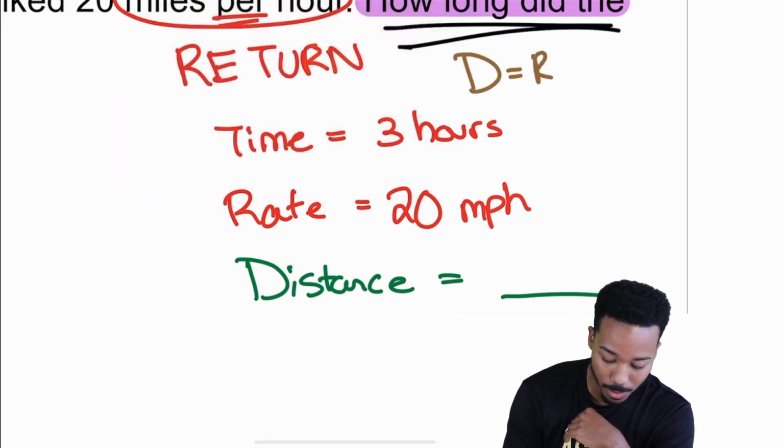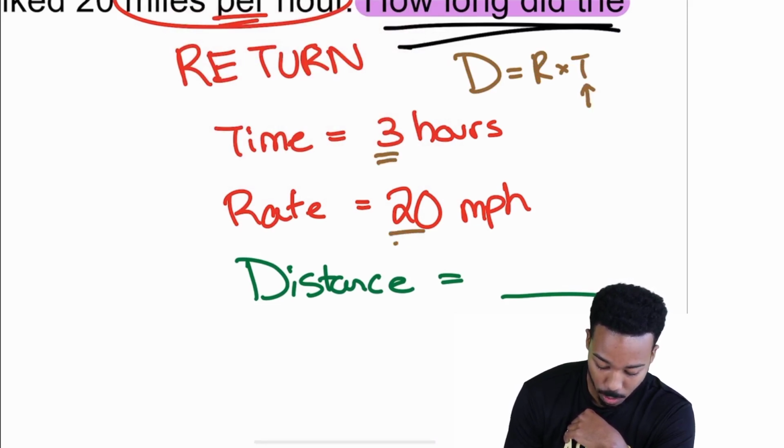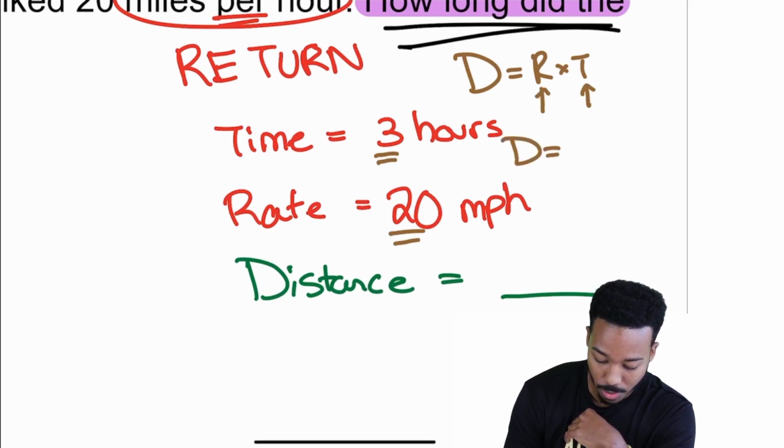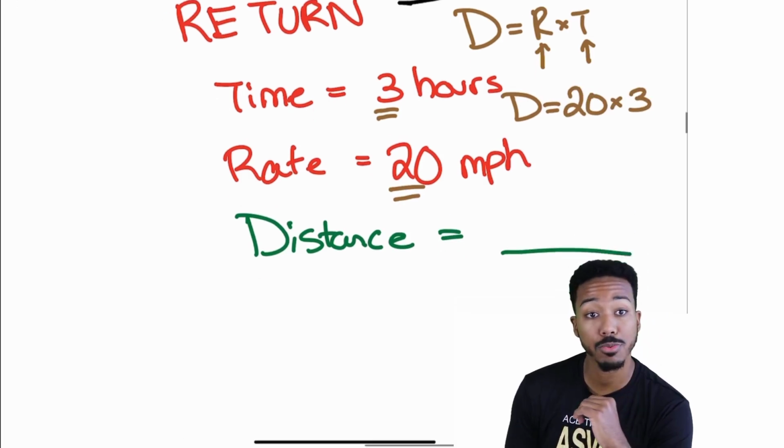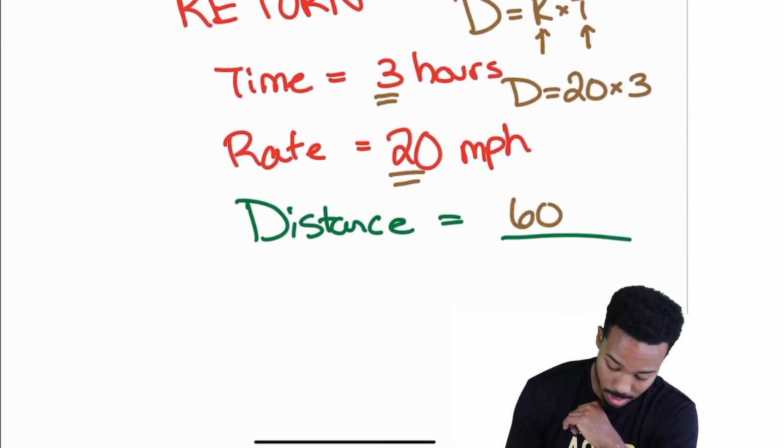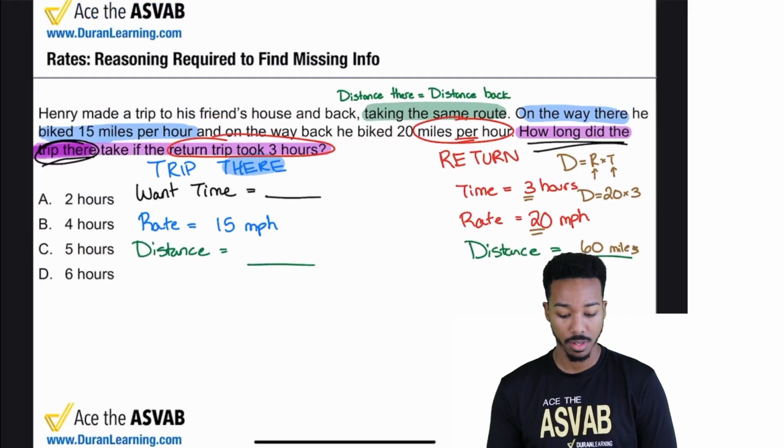Distance equals rate times time. Guess what? Time is 3 hours, right there. 20 miles per hour is the rate, right there. My distance equals my rate times time. What's 20 times 3, gang? 60. 60 miles is the distance to his friend's house.